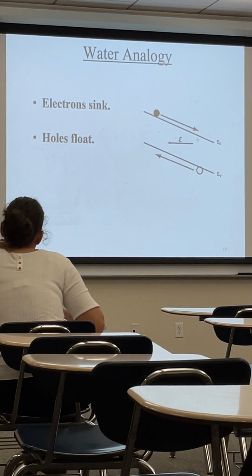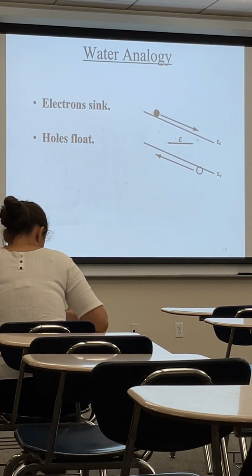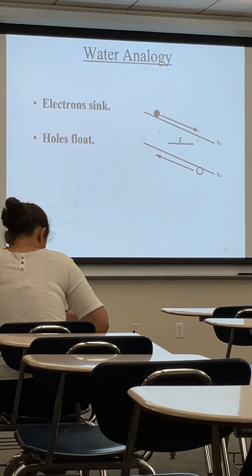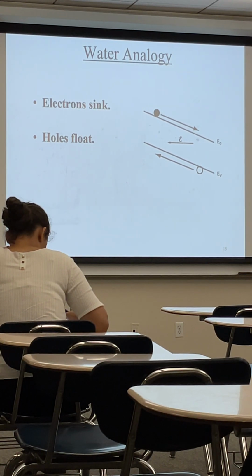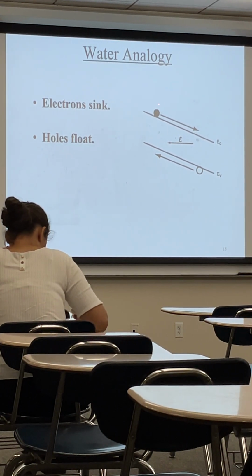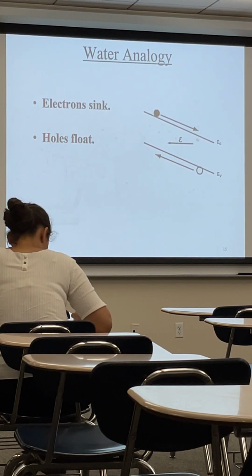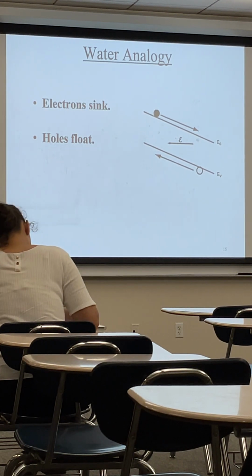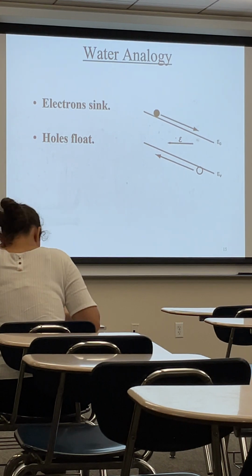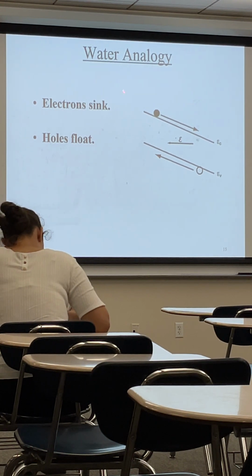Okay. Right, so here I just want to show you a simple water analogy to understand the electron and hole moving directions. So basically, electrons sink and holes float. That's only four words. You can understand this, right? Try to memorize these four words, and you can determine the electron and hole moving directions.